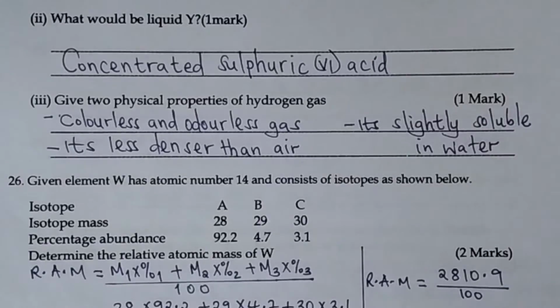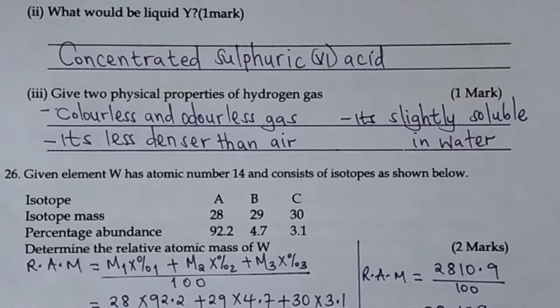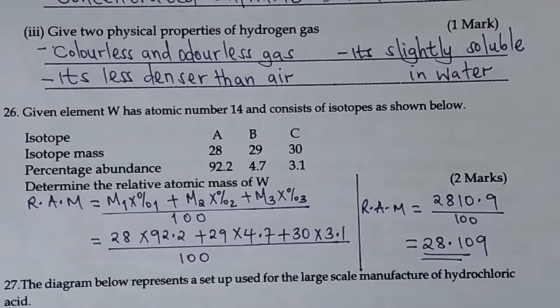Roman 3, we are told give two physical properties of hydrogen gas. One, it's a colorless and odorless gas. Two, it's less dense than air. And three, it is slightly soluble in water. We go to question 26. We are told element W has atomic number of 14 and consists of isotopes as shown below. So the isotopes A, B, and C.